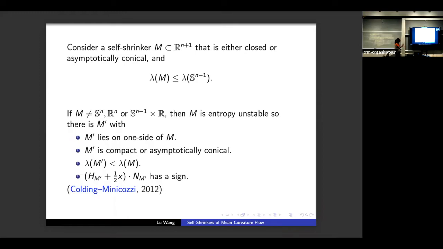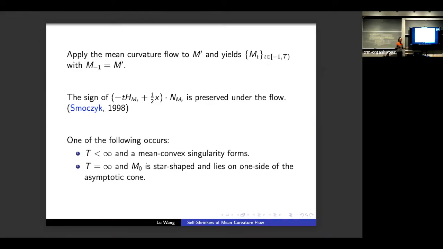You can see that if M is closed, then the perturbed surface M prime is also closed. If M is asymptotically conical, then the perturbed M prime is also asymptotically conical. And what is important are these last two conditions. You decrease the entropy strictly, so the entropy of the perturbed one is strictly less than the original one. And you also get that this quantity involving the mean curvature has a sign. Here n sub M prime denotes the unit normal on M prime. Getting a mean curvature condition like this is very important as it's usually preserved under the flow.